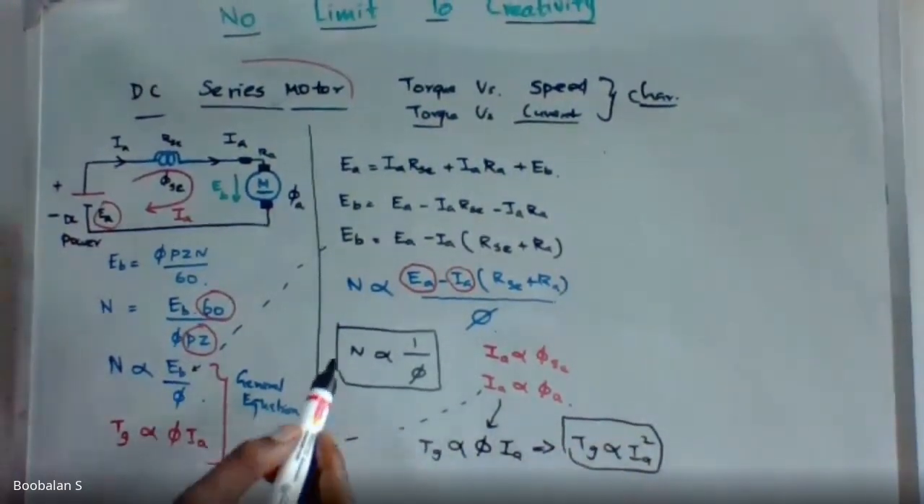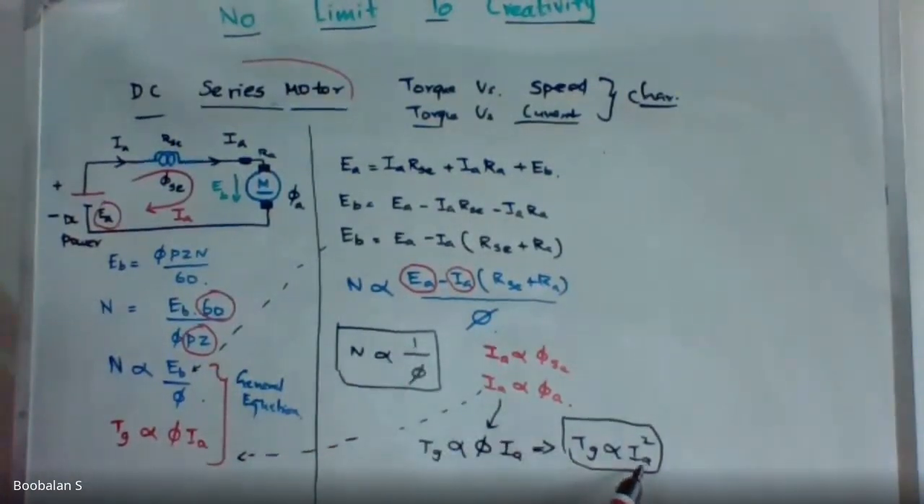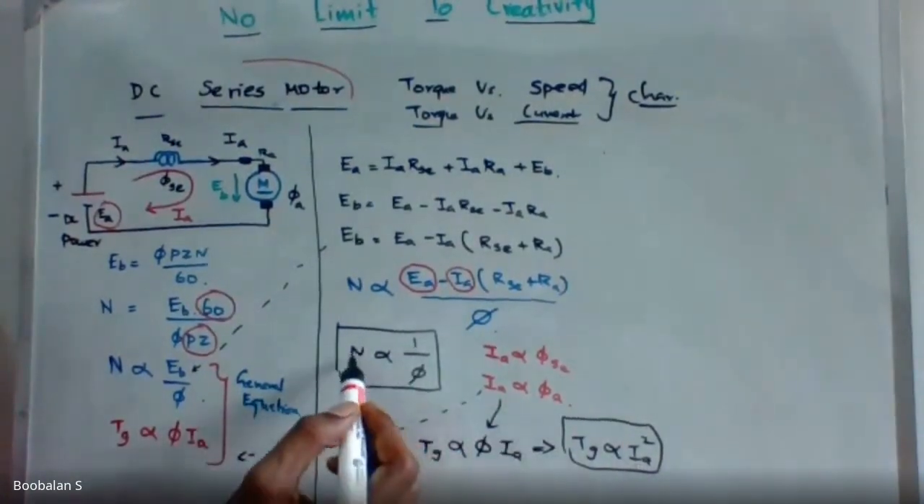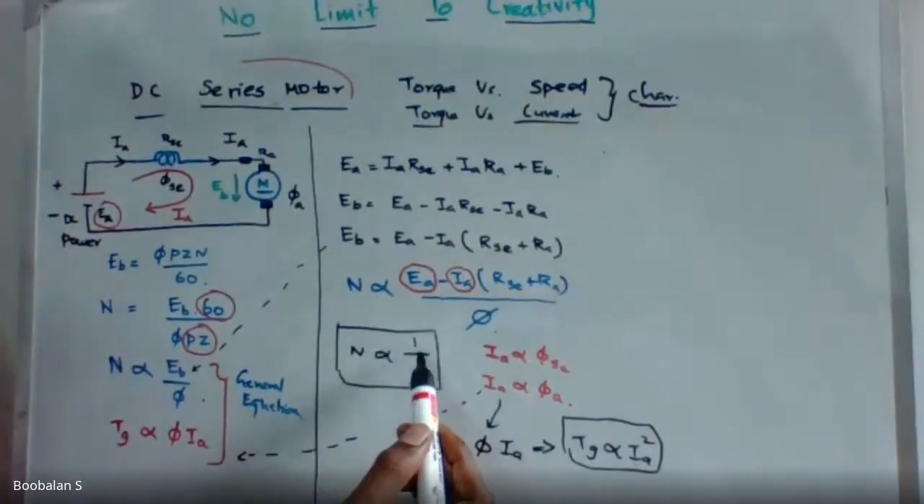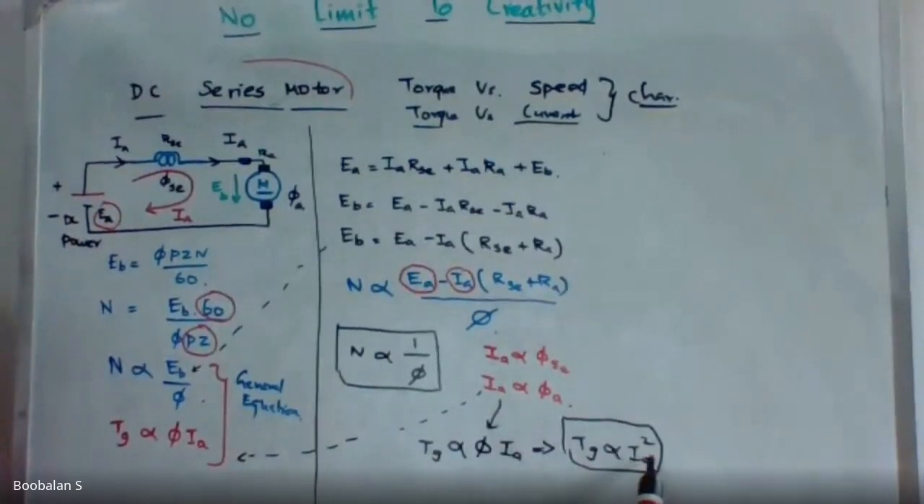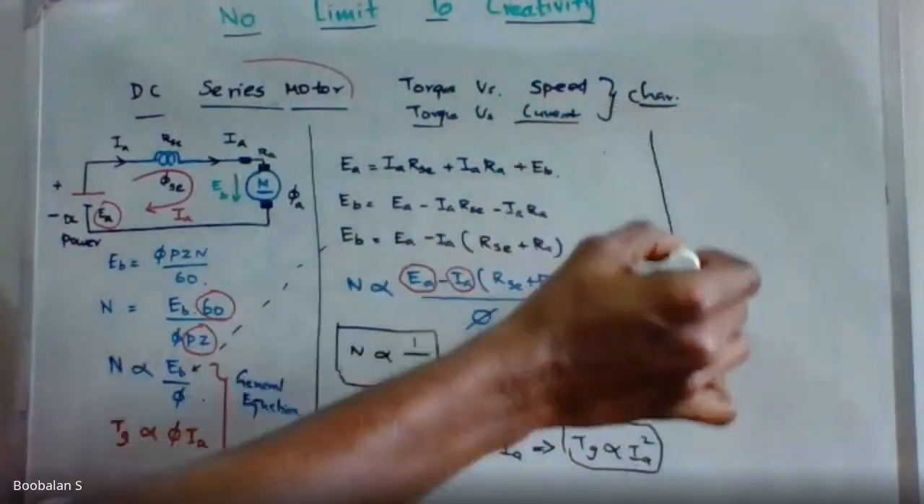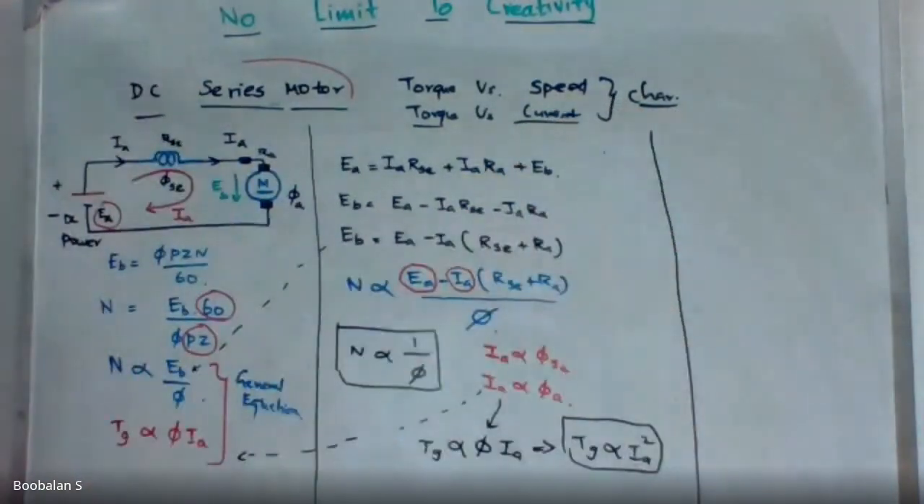But in a shunt motor, N is directly proportional to IA, and TG is directly proportional to IA, whereas in a shunt motor N is directly proportional to IA. Watch carefully: here TG is directly proportional to just IA in a shunt motor, but in a series motor both are different, right? So that's why the DC series motor has its unique feature, right?